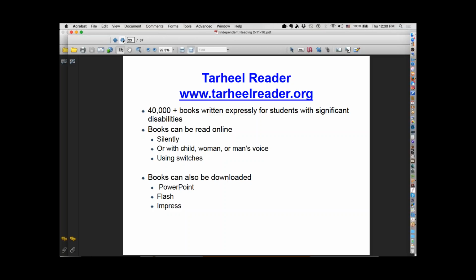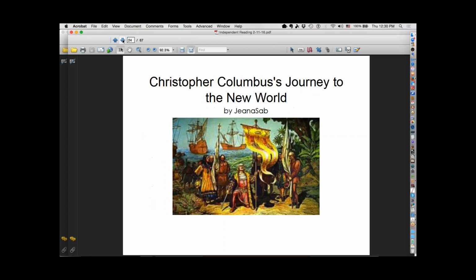You can download them as a PowerPoint and have them on your computer. You can change them out now that they're in PowerPoint. So just really lovely, lovely books. And a huge shout out to Karen Erickson and Gary Bishop, who have made Tar Heel Reader possible. So here's an example of one, Christopher Columbus's Journey to the New World.